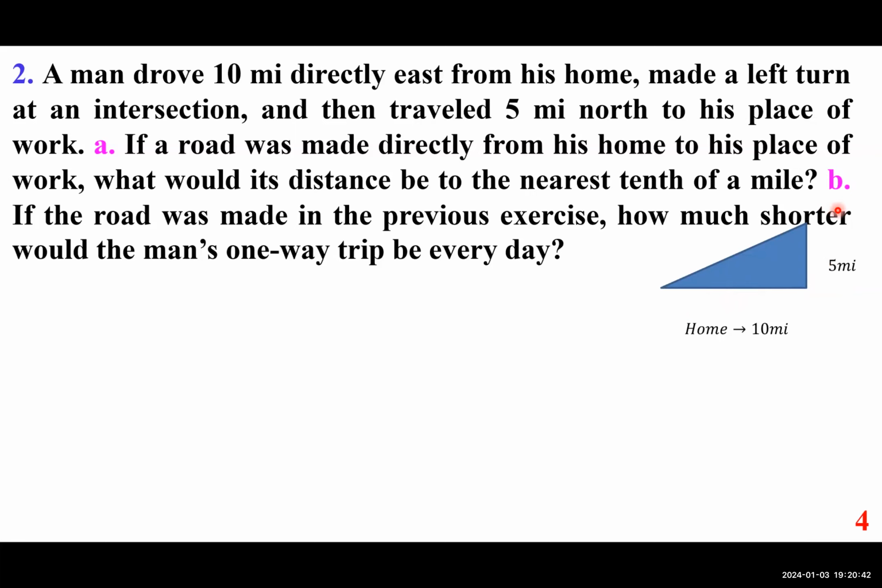So if a road was made directly from his home to his place of work, what would its distance be to the nearest tenth of a mile? This is the distance we are looking for. Using the Pythagorean theorem, a squared plus b squared equals c squared, one side is 10, one side is 5.